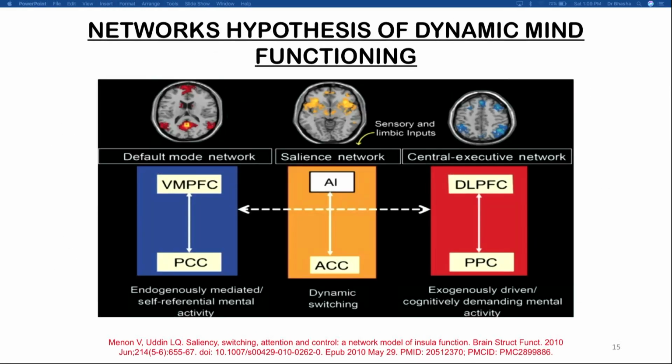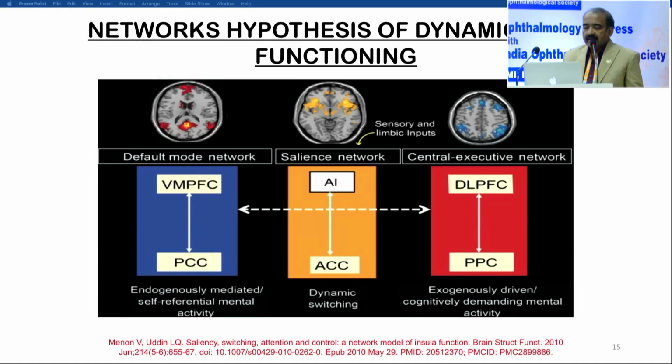So latest neurosciences with the advanced neuroimaging techniques like PET scan or functional MRI, dynamic daily mental function or mind function is explained by network hypothesis. A normal ordinary person is in default mode network. Firing is present in ventromedial prefrontal cortex and posterior cingulate cortex, which is depicted in red color in the first picture.